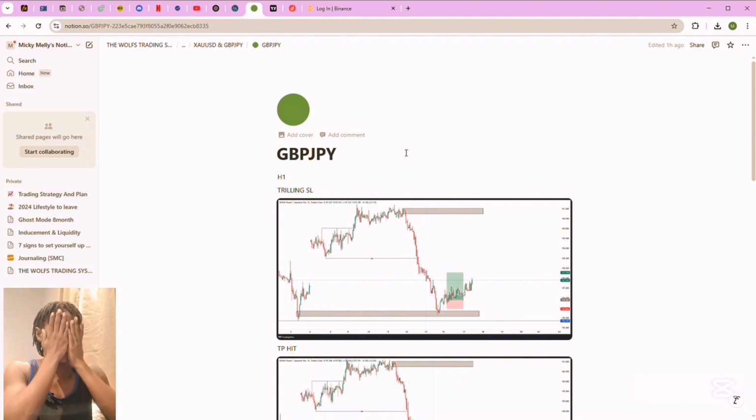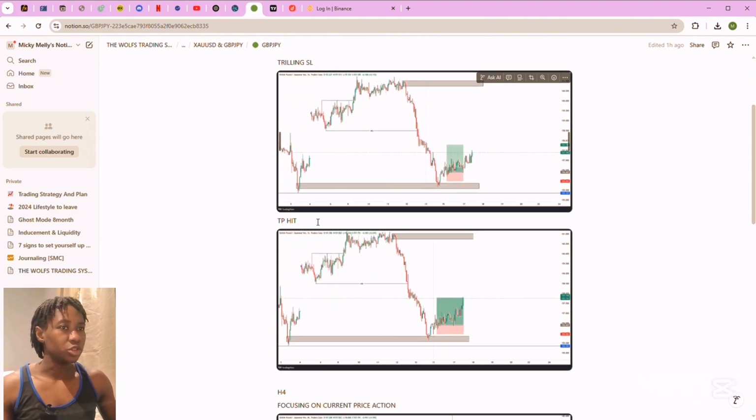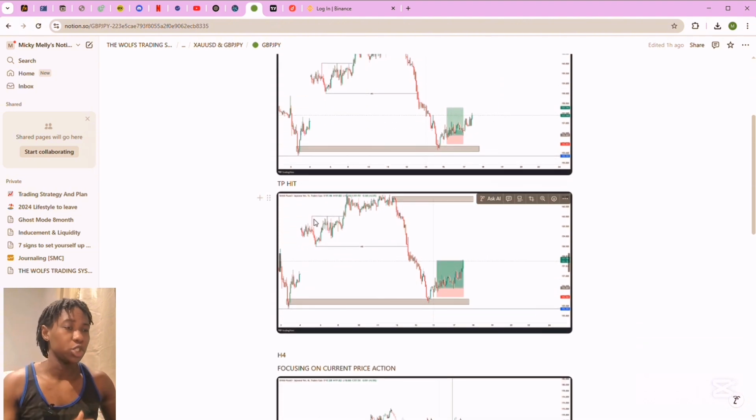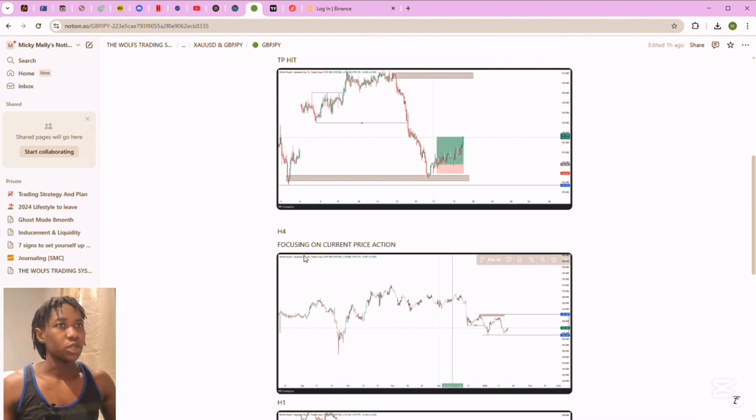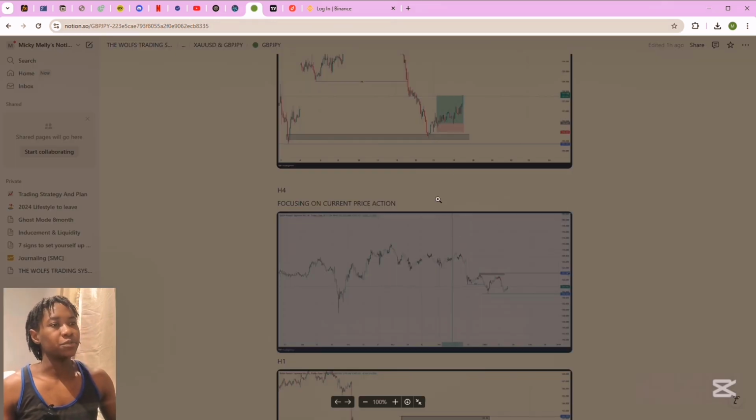Alright guys, so we are back on GBP JPY analysis. On the 1 hour time frame, I took my entry. I didn't even realize I took the entry I executed on this particular trade here. So let's just go back to the analysis, focusing on current price action. So this was the current price action I was looking out for.